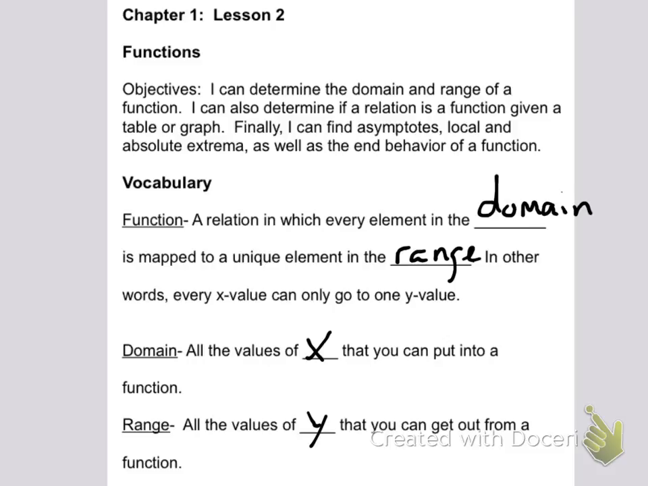Okay, a function is a relation in which every element in the domain is mapped to a unique element in the range. In other words, every x value can only go to one y value, and the domain are all the x's, and the range are all the y's, as you can see right there.